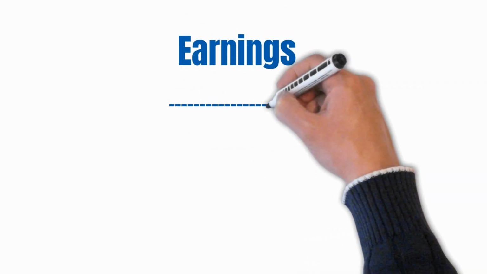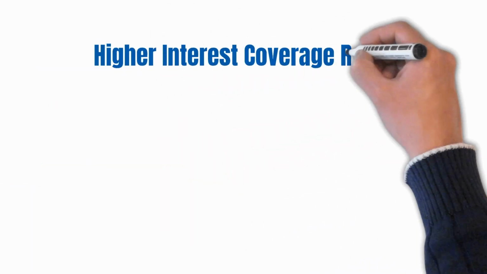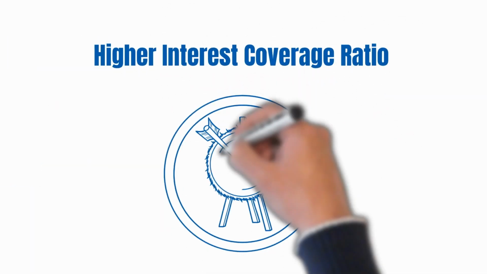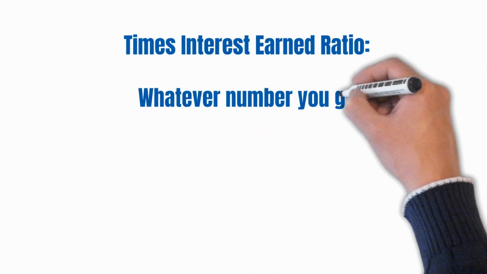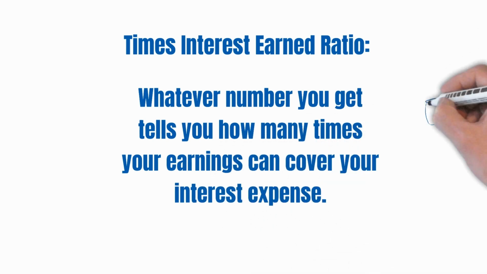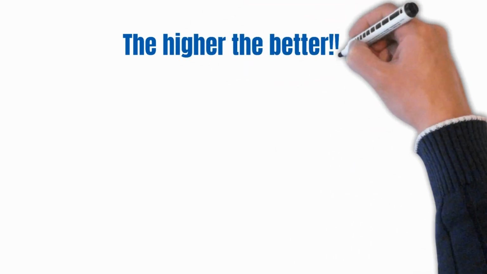With your earnings on top and your expenses on the bottom, like some sort of money bikini, a higher interest coverage ratio is going to be what you're aiming for. It's sometimes also called times interest earned ratio, because whatever number you get tells you how many times your earnings can cover your interest expense. So the higher, the better, like hairstyles in the 80s.